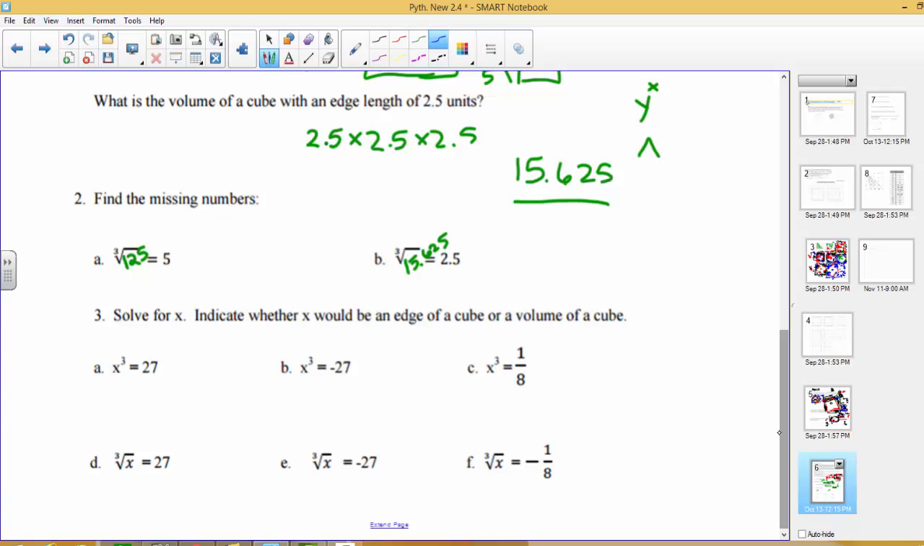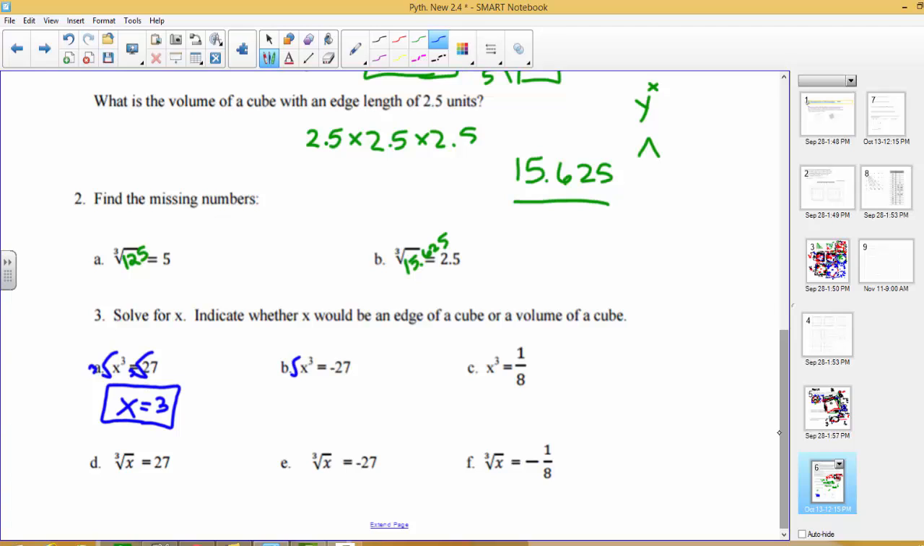So now we're going to solve for x. Basically, you need to know what number times itself again gives you 27. So you're going to kind of take the cube root of both of these. So x is going to be 3, because 3 times 3 is 9, times 3 is 27.